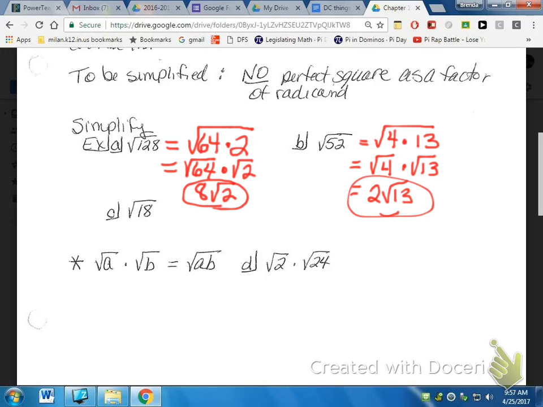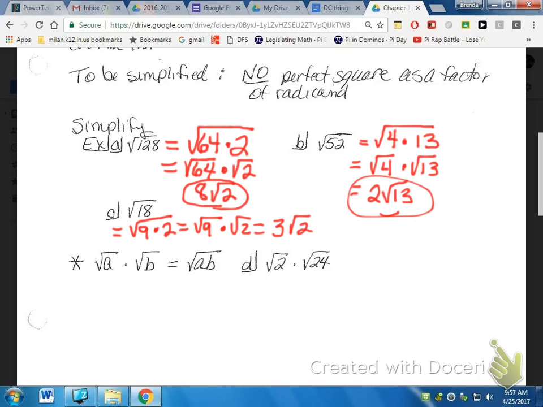Ben? Can I do C? Sure. What are you going to do with radical 18, Ben? So we're going to make radical 18 equal to radical 9 times 2. Okay. So break that apart. Radical 9 times radical 2, and my final answer would be? Oh, it would be 3 radical 2.